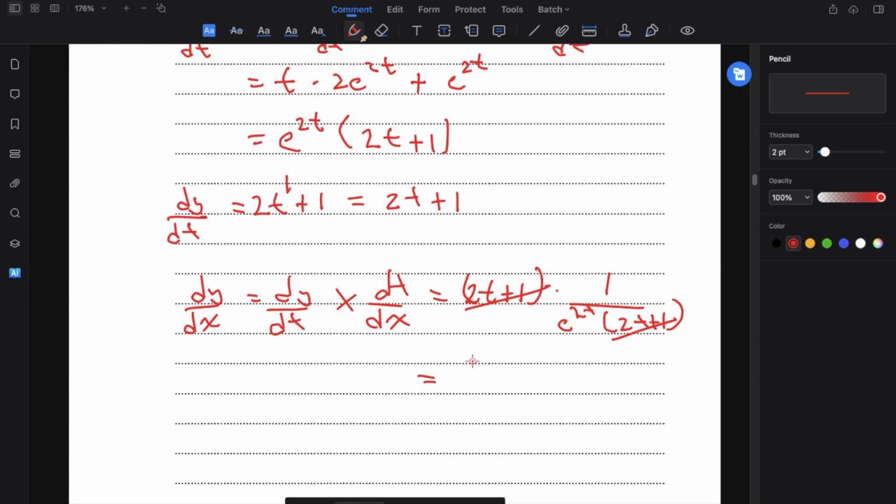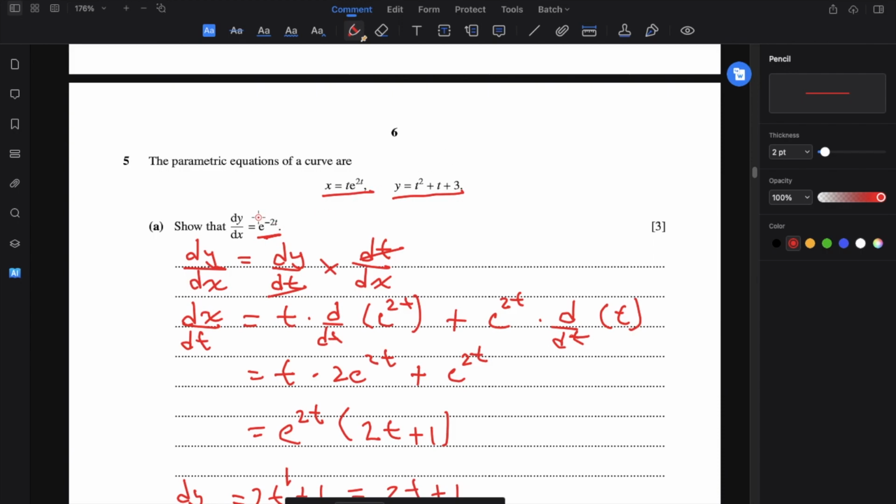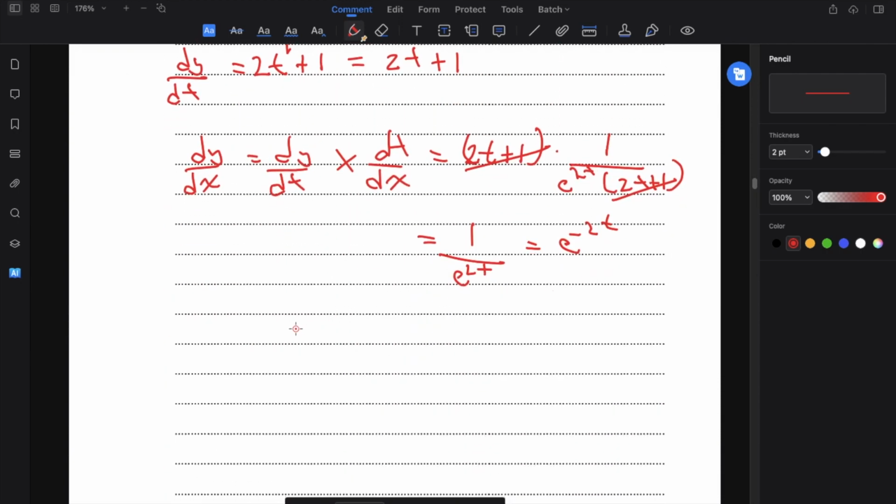So what we're left with is 1 over e to the power 2t, which is written as e to the power minus 2t. Now if we look at our question, yep, that is what we're supposed to be getting, e to the power minus 2t. Hence we have proved that dy upon dx is e to the power minus 2t.